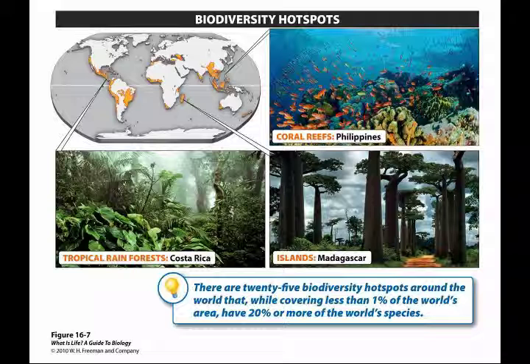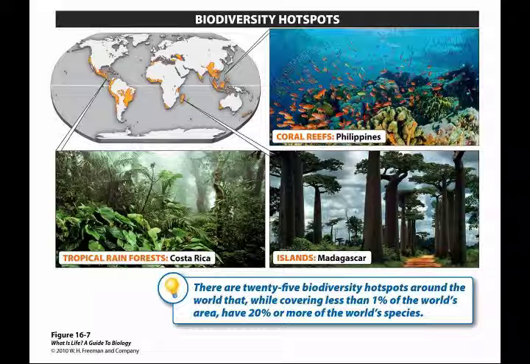So notice where it is not. It's not in places like Canada or Alaska. It's not down in Antarctica. It's not up in Siberia in Russia. You're seeing these mostly found along the equator, mostly found in high precipitation areas like the rainforest.